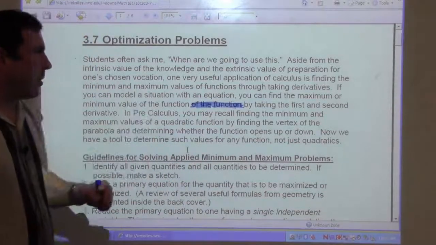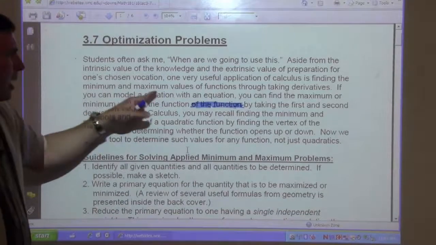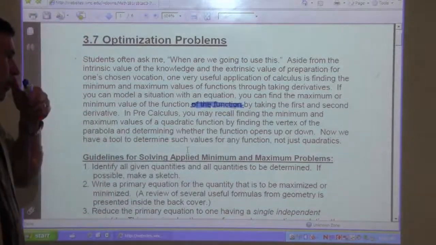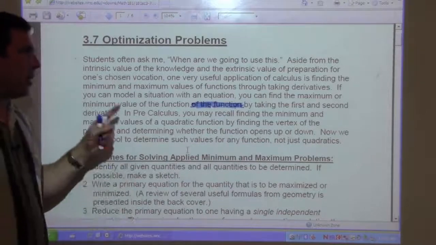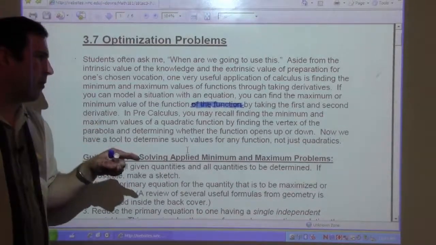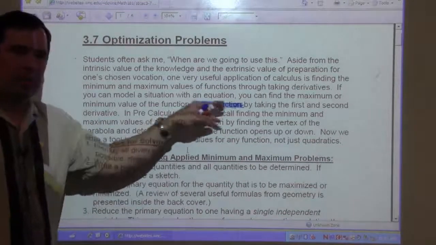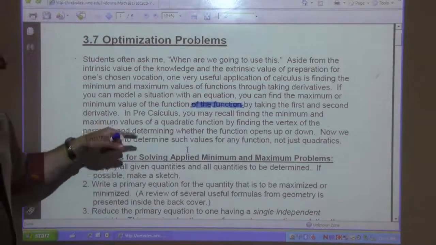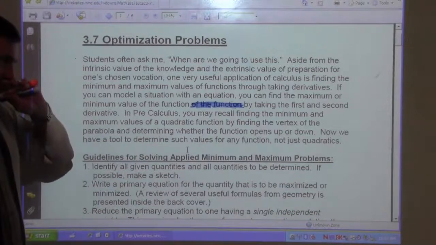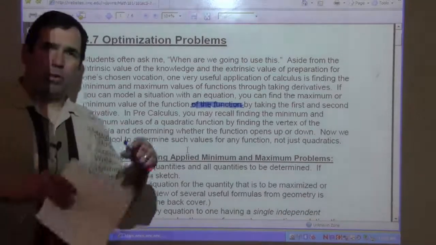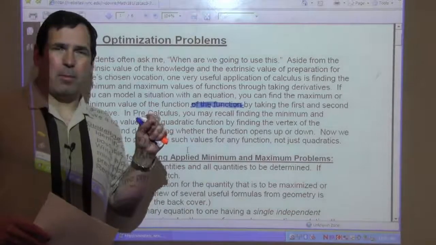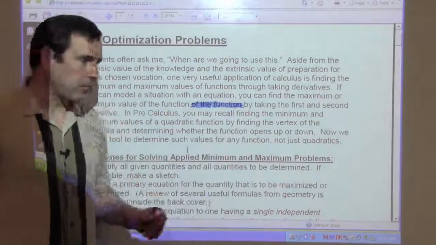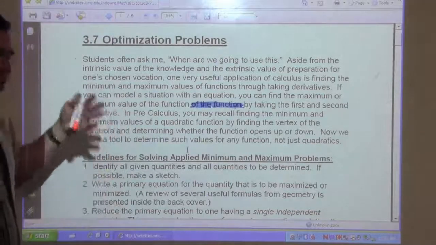One very useful application of calculus is finding the minimum and maximum values of functions through taking derivatives. If you can model a situation with an equation, you can find the maximum or minimum value of the function by taking the first and second derivative. In pre-calculus, you might remember we did this when we had parabolas. We could find the vertex of the parabola, but we don't just deal with parabolas. We deal with lots of different functions. So now we have other tools to do that.